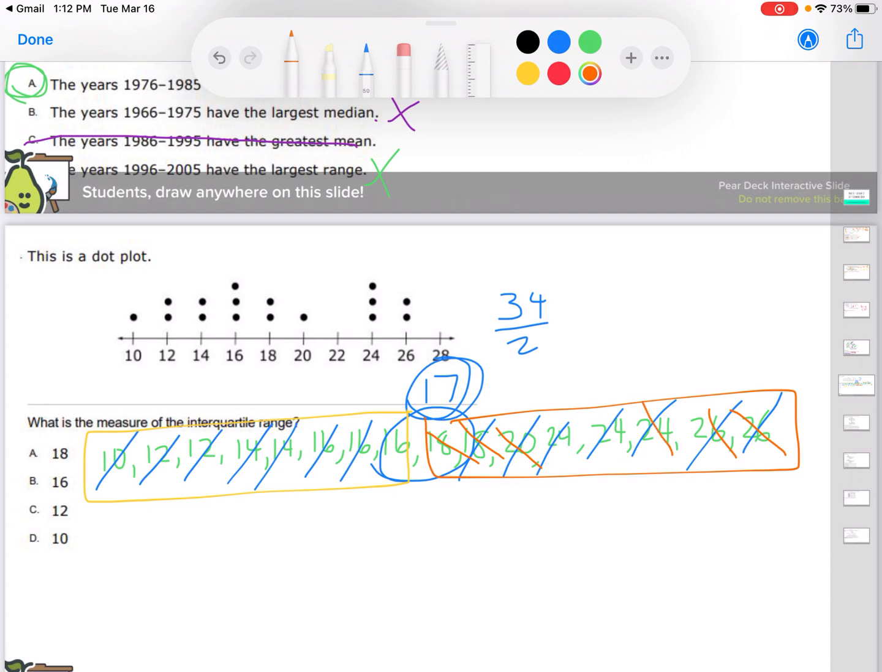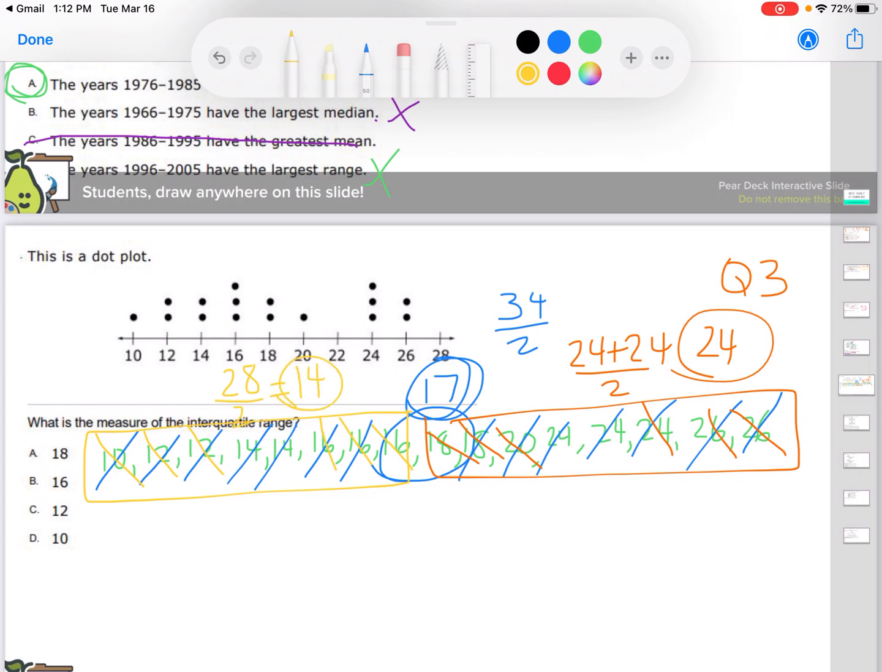I have 2 numbers in the middle again. So 24 plus 24 divided by 2 is going to leave me with 24. So my Q3 is 24. Now I'm going to do my Q1. So I have 14 plus 14, I get 28 divided by 2. That's going to leave me with 14. So remember, I'm doing Q3 minus Q1. So I'm doing 24 minus 14, and I get 10. So the interquartile range of my data is 10.